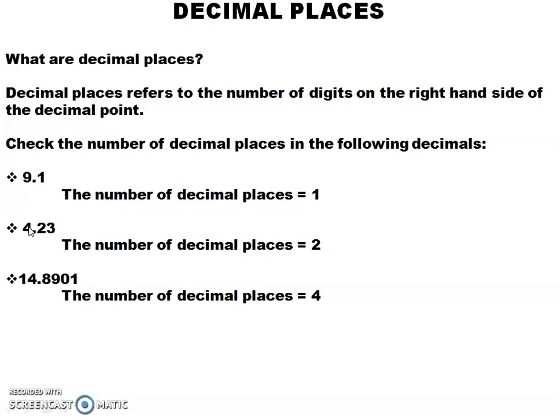Read the second question. 4.23. How many digits after the decimal point? 2 digits. The number of decimal places is 2. Read the third question. 14.8901. How many digits are there after the decimal point? 1, 2, 3, 4. There are 4 decimal places. So, this concept of decimal places should be clear to you before we enter multiplication of decimal numbers.